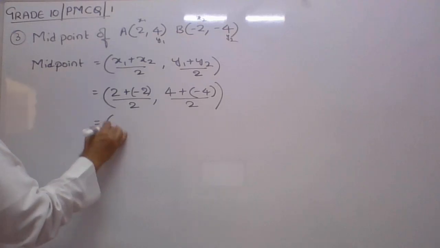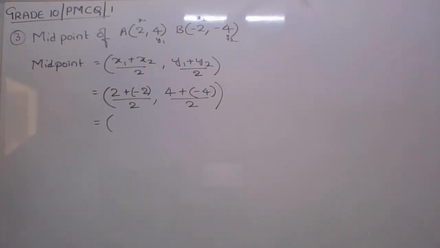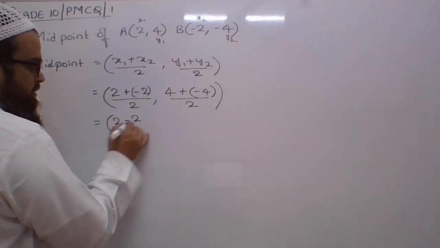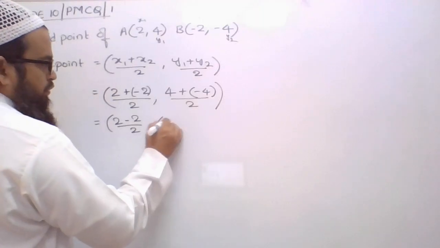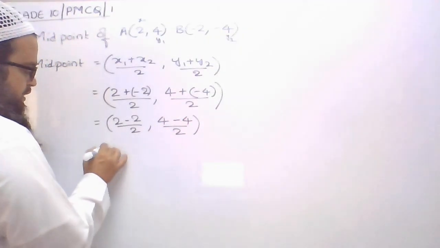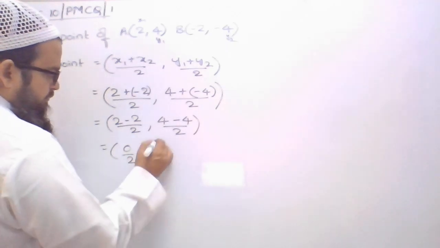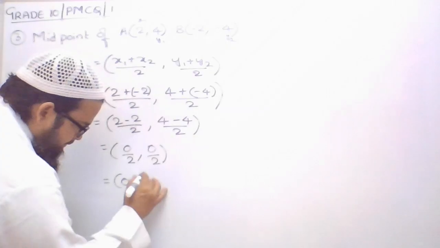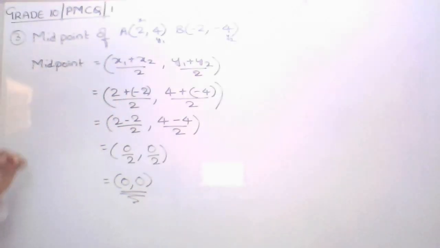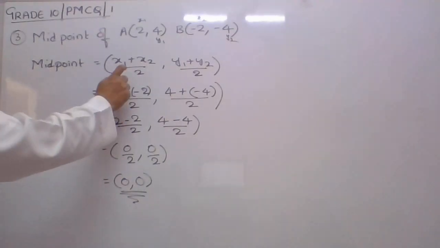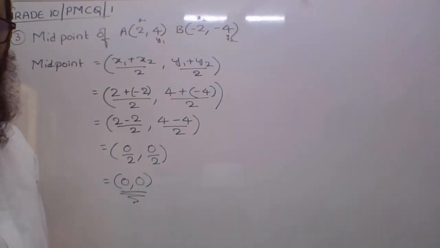Okay. Please follow the steps. Those who don't know how to do it, please follow the steps and do them exactly. 2 plus of minus 2, and here also 4 plus of minus 4, by 2. So 2 minus 2 is 0 by 2 and 4 minus 4 is also 0 by 2. 0 by 2 is 0, so the answer is (0, 0). Got it? So this is how the midpoint formula works. This is the concept. Understood, my dear students?